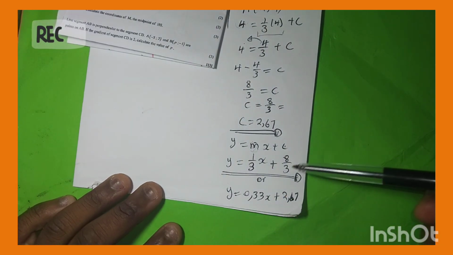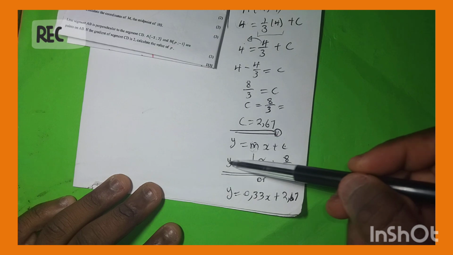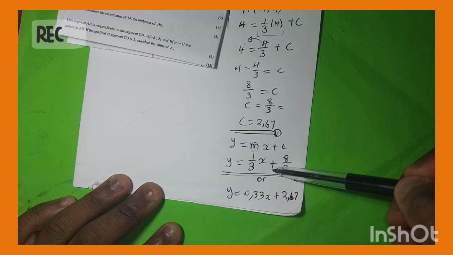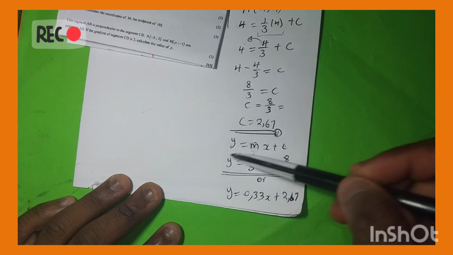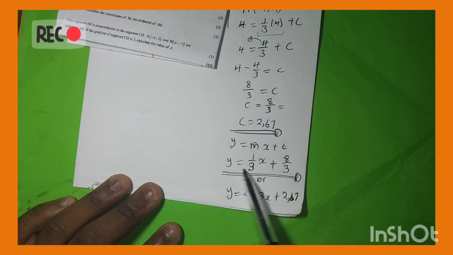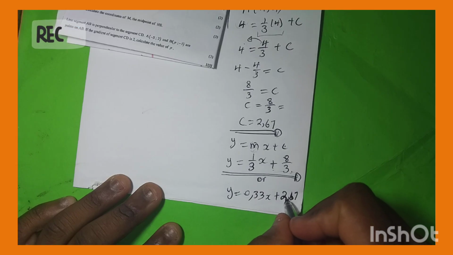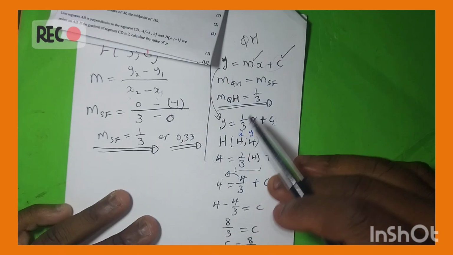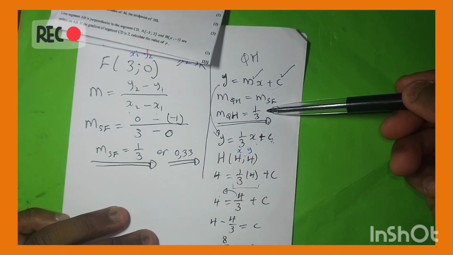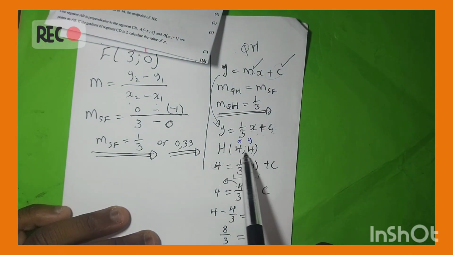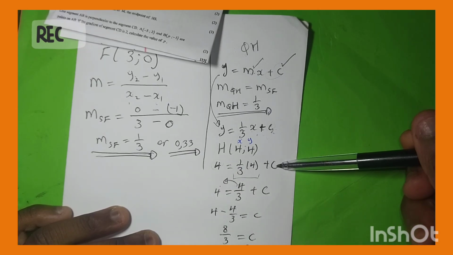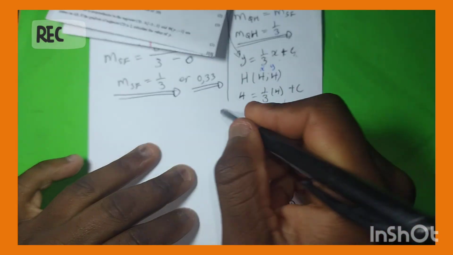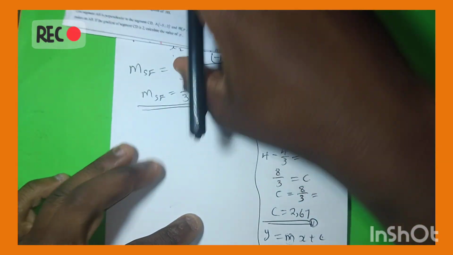But what I suggest is that you leave your answer in fraction form if you are dealing with the equation. It's not necessary for you to leave it in decimal. So this is how, guys, you identify the equation. The first thing you should know is the gradient. Then you substitute the gradient. Then you take one point on that line, substitute that point, then solve for C. Do you see? So now let's go to the next question.